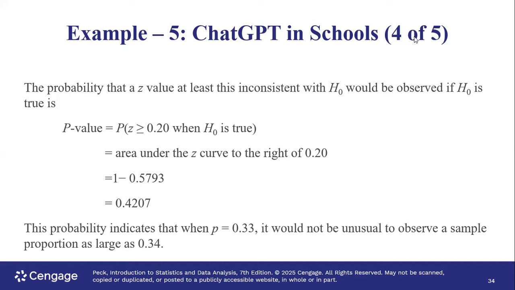Remember, we calculated the test statistic for a sample proportion of 0.34, and that was the area to the right of the test statistic, which is 0.2, assuming the sample proportion of 0.34 and the population proportion of 0.33 hypothesized value. So it's a large percentage, a 42% chance that Z can fall anywhere in that area from 0.2 to the extreme value on the right.